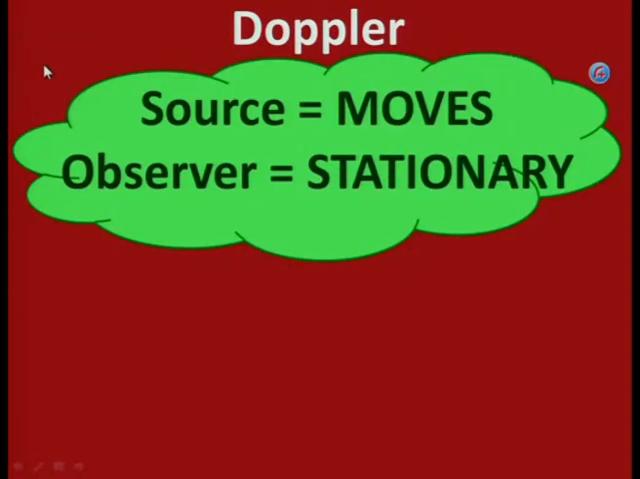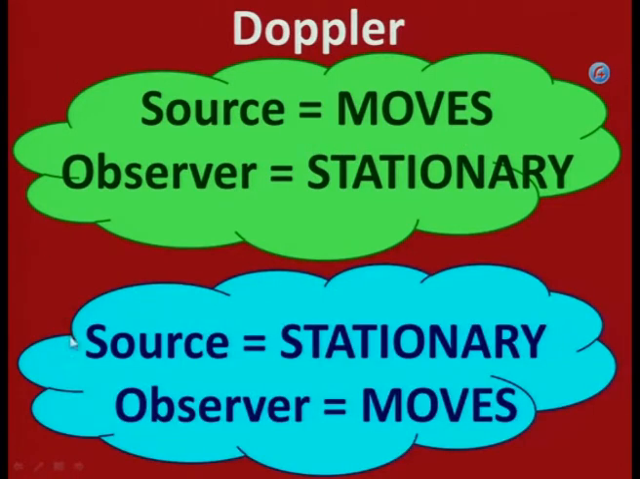So let's look at a few definition type of examples. The Doppler effect can have two situations. The source can move and the observer is stationary. That is exactly like the video we watched. The observer is stationary and the car, which is the source making the noise, was moving. The second situation is where the source is stationary and the observer is moving. Okay, very important for you to note the two situations.